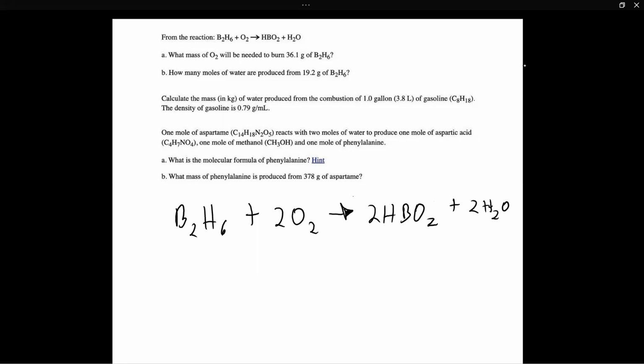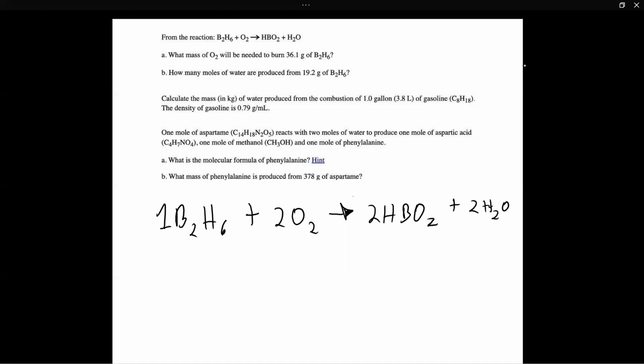So this is the balanced equation. And you see that the stoichiometric ratios have changed, and it is not the same as the equation given to us in the question. And this is where the crucial part comes. It is very important for us to know what the stoichiometric ratios are. If there is no number over here, just a pointer, if there's no number, that means that there is a 1. Now, what mass of oxygen will be needed to burn 36.1 grams of B2H6?